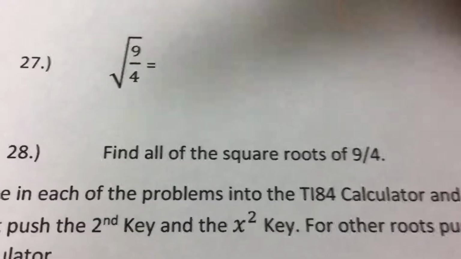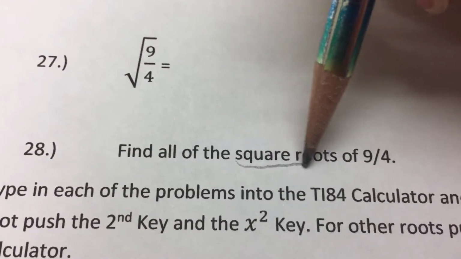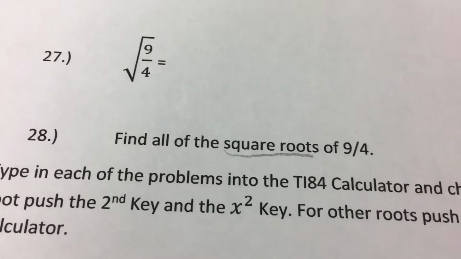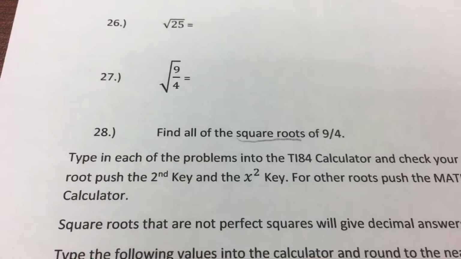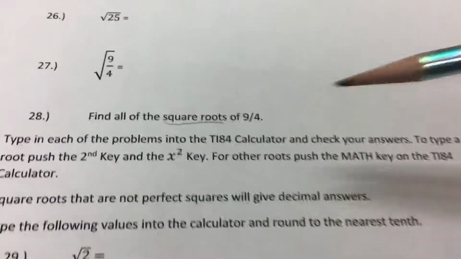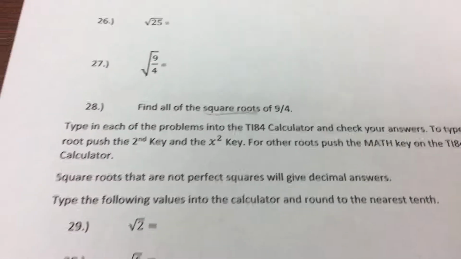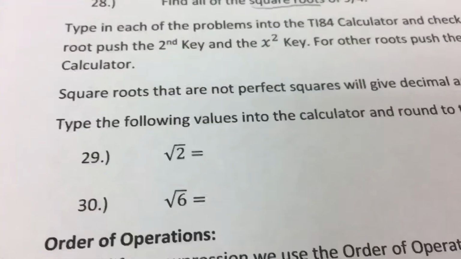You notice right here it says find all the square roots with an S. That means you're going to give a positive number answer and a negative answer. Okay, type each of the problems in your calculator and check those. So you can now do that. And now they ask you to type those in on your calculator.